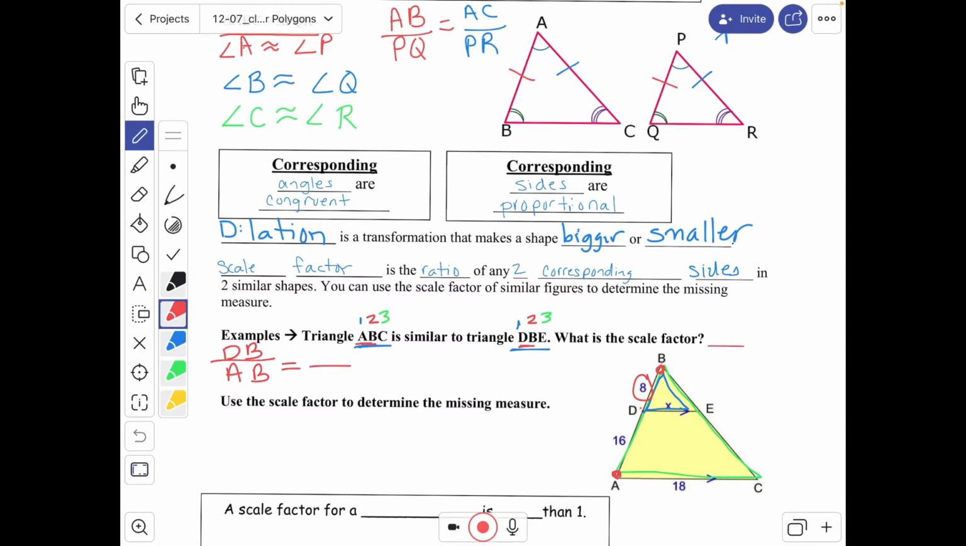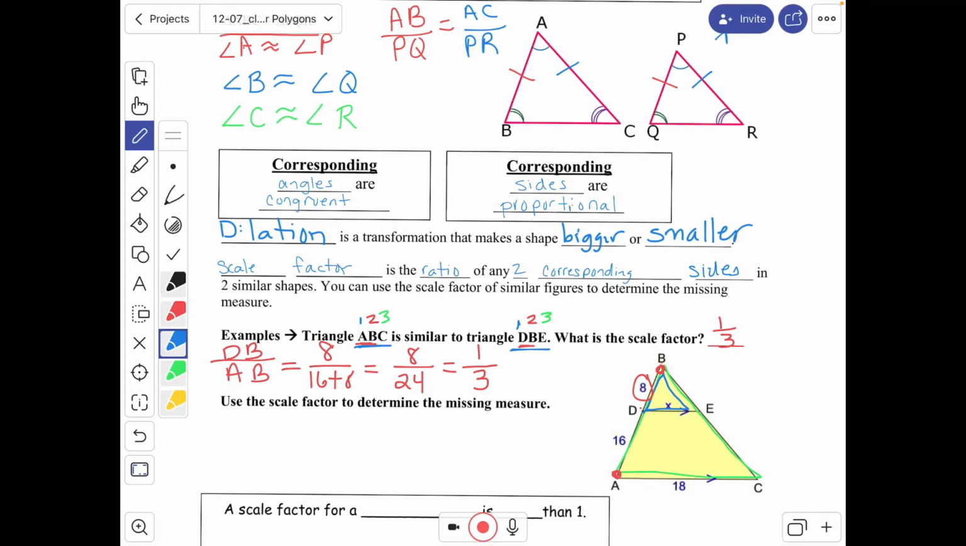And this time I want to match them to their measurements. So DB was 8, and AB is 16 plus 8. And 16 plus 8 would make 24. Now if I simplify that fraction, I'll have the scale factor. So 8 and 24 can both be divided by 8. So that would simplify to 1/3. The scale factor for this is 1/3. If I want to find a missing measure on the small triangle, I need to multiply by 1/3.